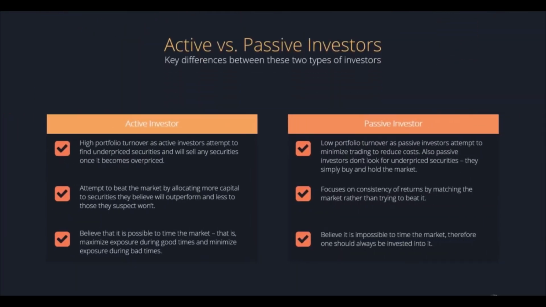Now, here are some key differences that I wanted to note between an active and passive investor. Most active investors are going to have a higher portfolio turnover than a passive investor. High portfolio turnover means that they are buying and selling stocks within the portfolio fairly often. The reason is that they're trying to sell securities that they have found became overpriced, which is what they want to have happen, right? Your goal as an active investor is to buy securities that are underpriced and then sell them when they're overpriced. Buy low, sell high.